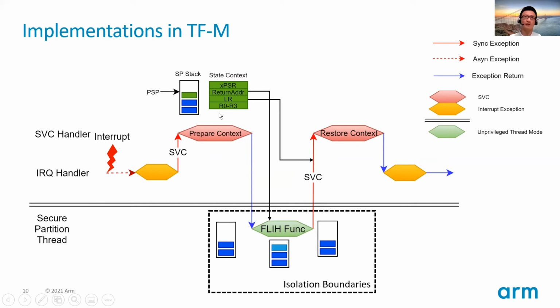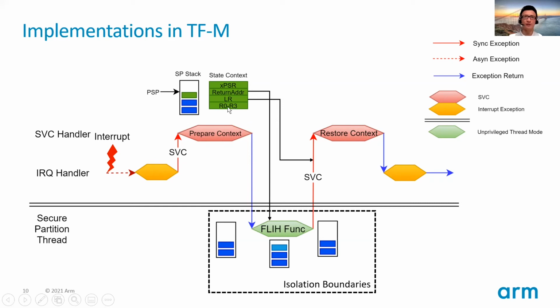So the state context is the context that will be unstacked when you do the exception. This is done by the processor. The processor will unstack the state context from the stack.